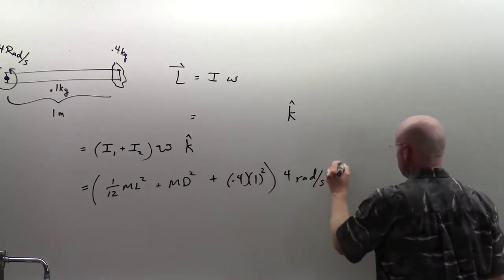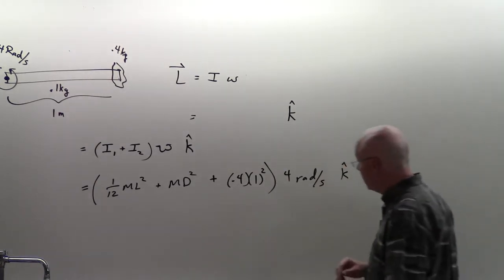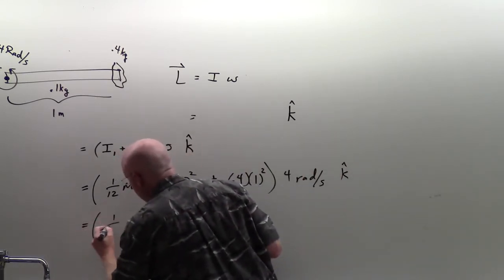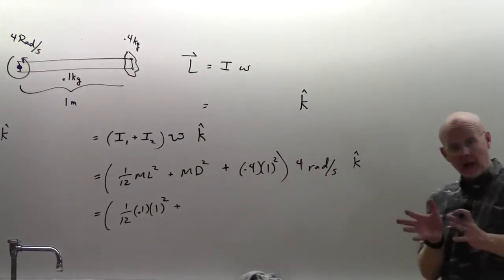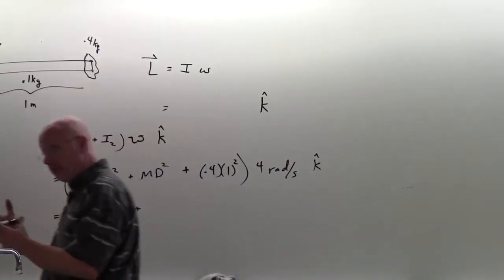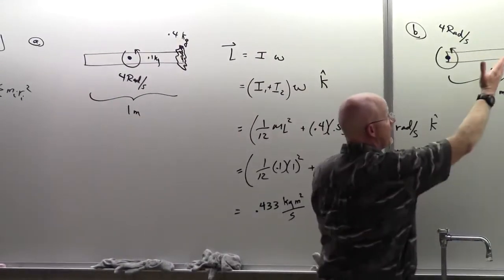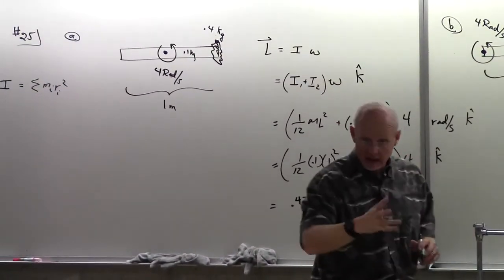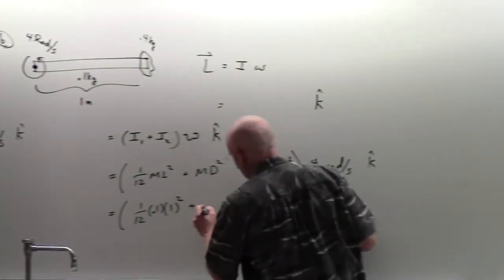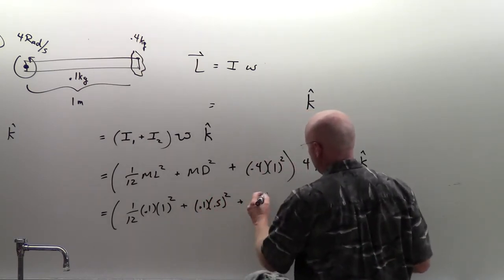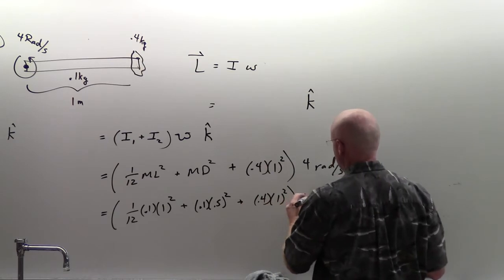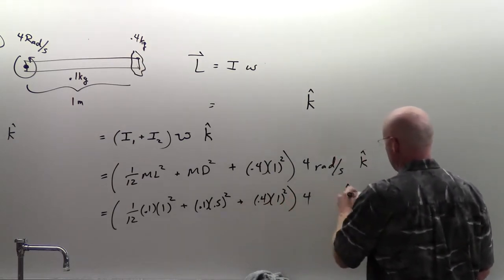And so there would be my equation for the angular momentum. So putting in these numbers, I have 1/12. I have a 1 kilogram for the mass of the meter stick, and the length of the meter stick is 1. The parallel axis theorem then says that the moment of inertia about that point depends on how far you moved off of center. In my case, it's a 1/2 meter off of center. So it would be 0.1 times 0.5 squared. And then I have a 0.4 and a 1 squared, and then times a 4, and then a k-hat.